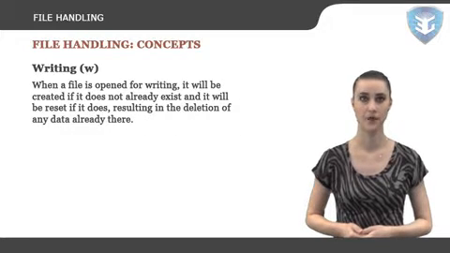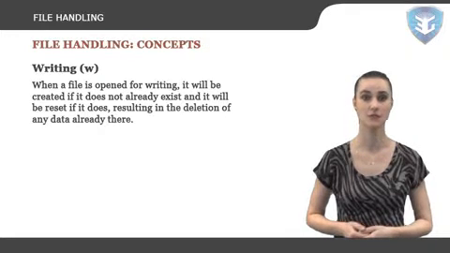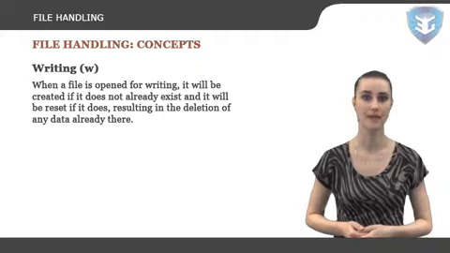Writing, W. When a file is open for writing, it will be created if it does not already exist, and it will be reset if it does, resulting in the deletion of any data already there. Using the W indicates that the file is assumed to be a text file.